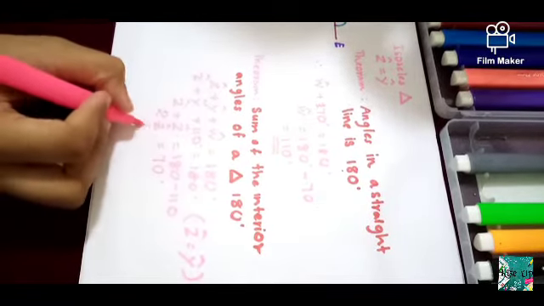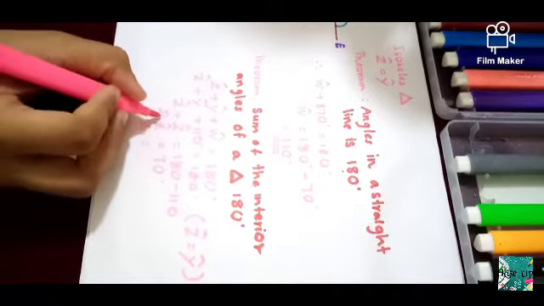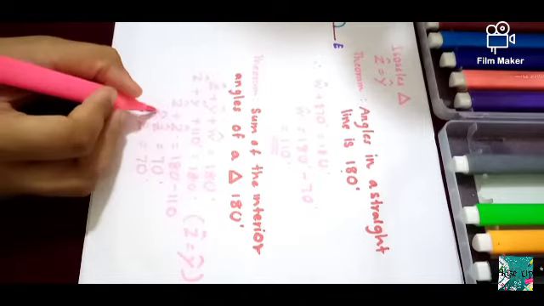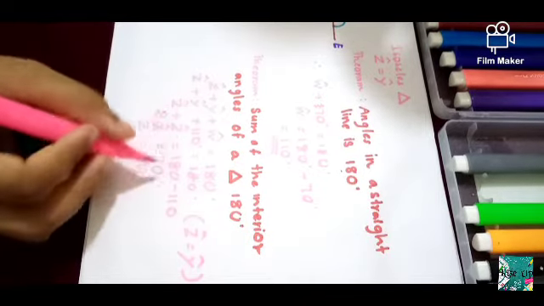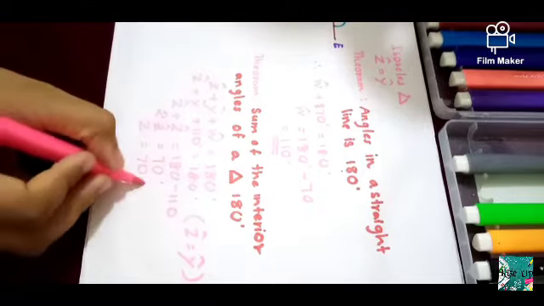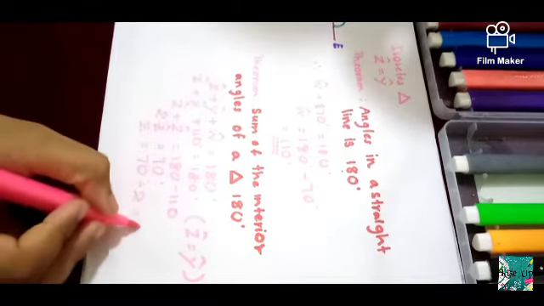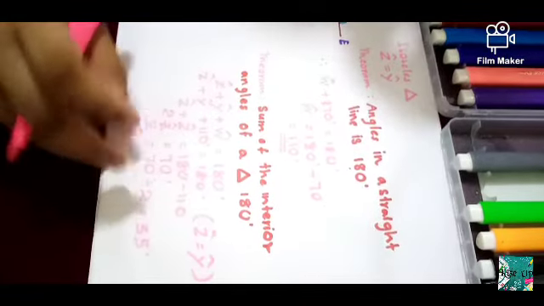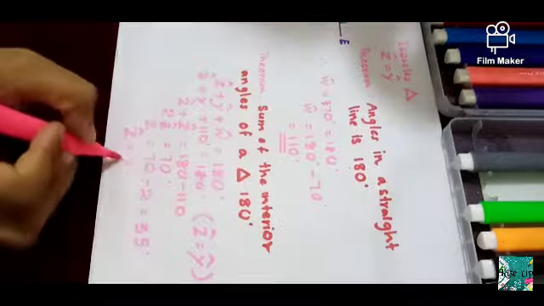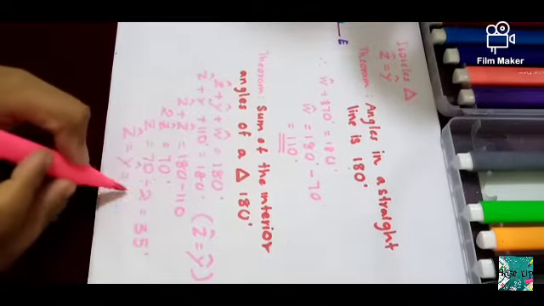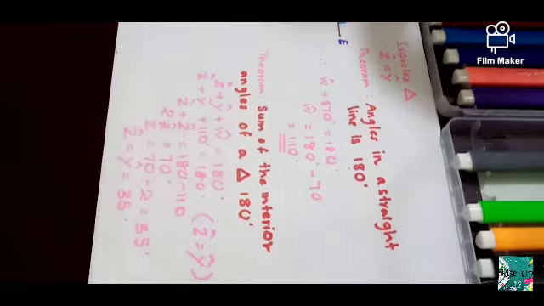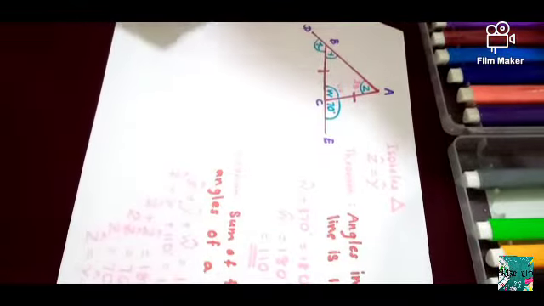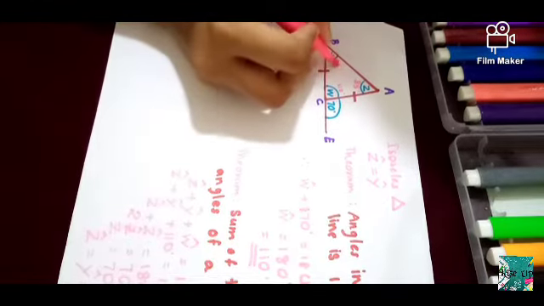So what is 1Z? Since this is a multiplication, 2 times Z is 2Z. When I take this number 2 to the other side, it becomes a division, and 70 divided by 2 is 35 degrees. So angle Z is equal to angle Y, and that is equal to 35 degrees. So what is the value of this angle? This is 35. The Z value we found is 35 degrees, the Y value we found is 35 degrees.